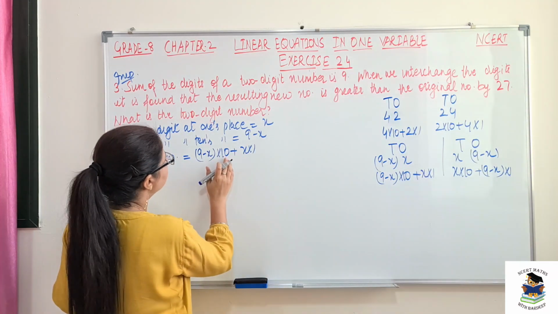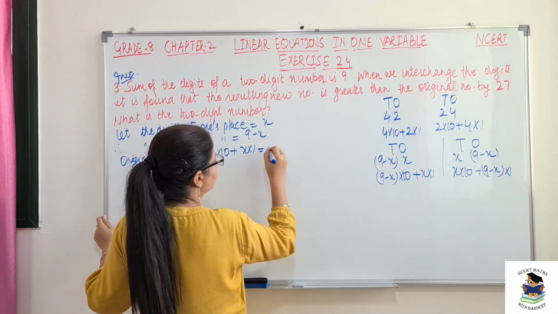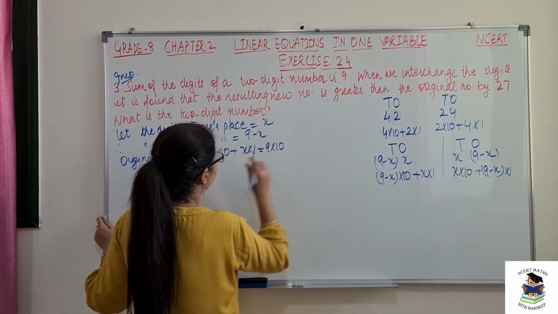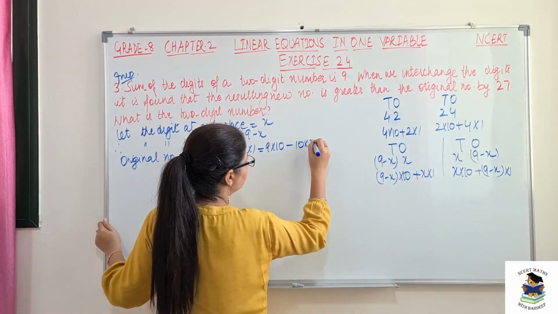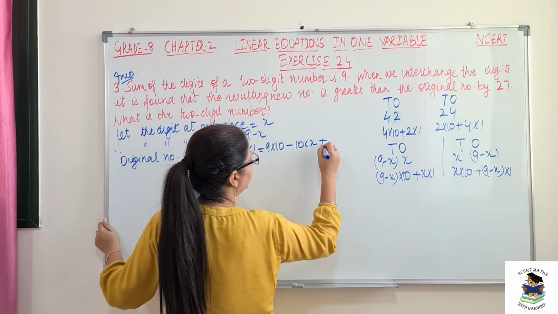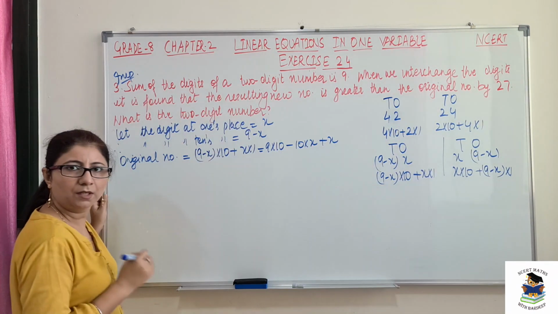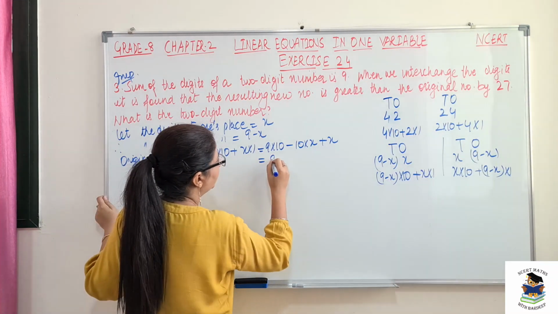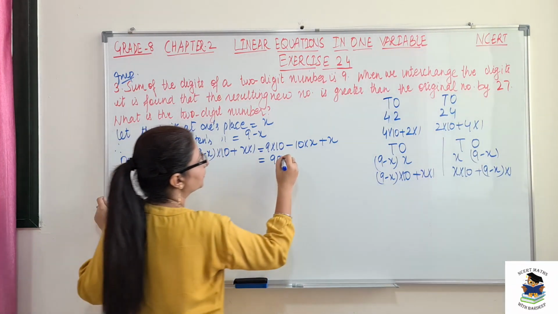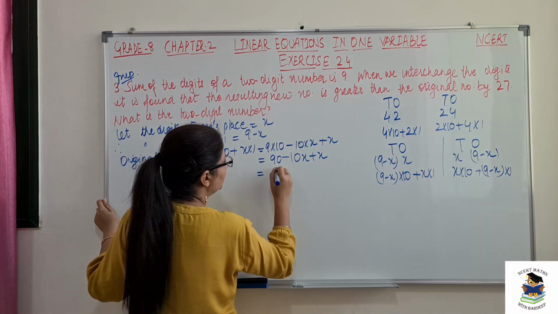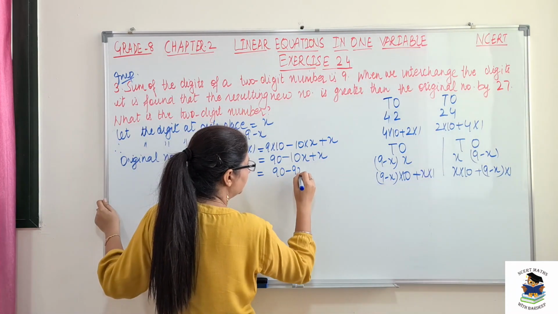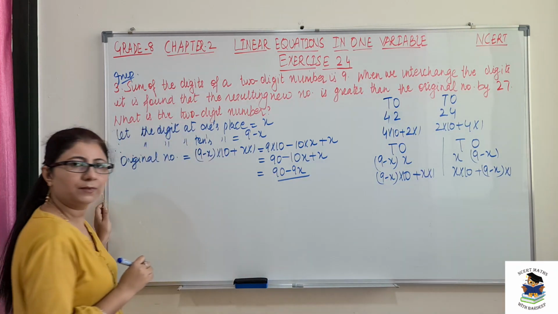So let's solve this. 9 into 10, then x into 10, this is 10 into x, and then x into 1 as x. Right. So what I will get: 9 into 10 is 90, minus 10x plus x. So this is 90 minus 9x. Correct?